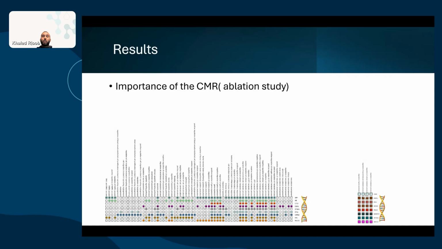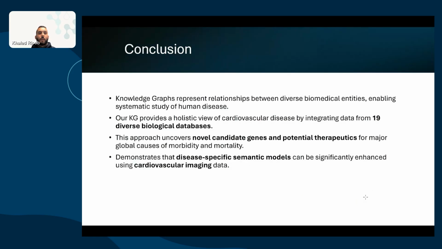While when we don't include the CMR features in the knowledge graph, the number of critical pathways for the disease of interest is very small compared to the one with the CMR features, which emphasizes that the CMR nodes are actually very influential in our knowledge graph.